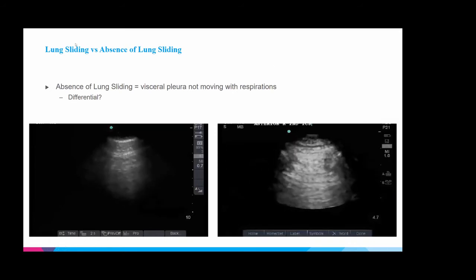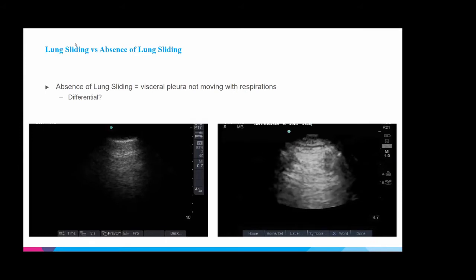And when you see an absence of lung sliding, what is on the differential? Patient is dead. Yeah, absolutely, that could be a possibility. And so maybe depending on what else is going on, you might want to call a code, or what else? Pneumothorax. Yeah, pneumothorax, absolutely. Pleurodesis. Yep. So if there's no movement, basically, if there's pleurodesis, where the pleural linings are permanently attached or adherent to one another, you're not going to get any lung sliding. What else?